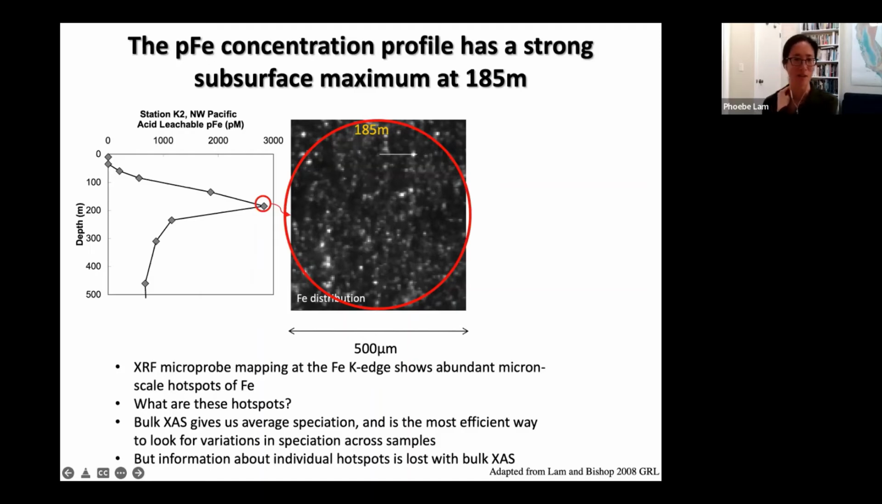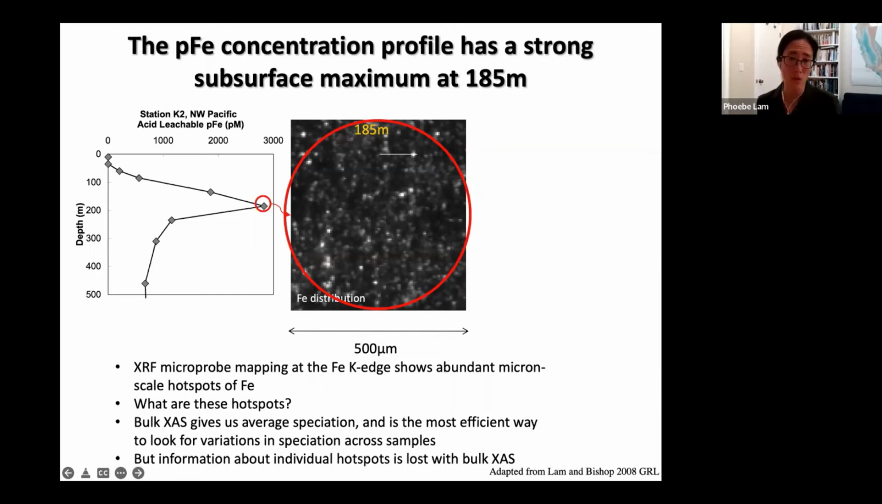How do we start? You can shine a bulk XAS beam, and then you'd get the average speciation. I would say that's probably the best way to characterize how the speciation differs as you go from surface to deep, because it's fast. You get average speciation, and you get a broad view understanding of how things are changing with depth.